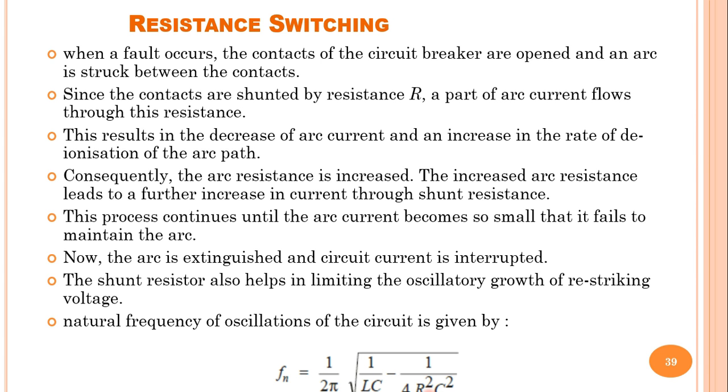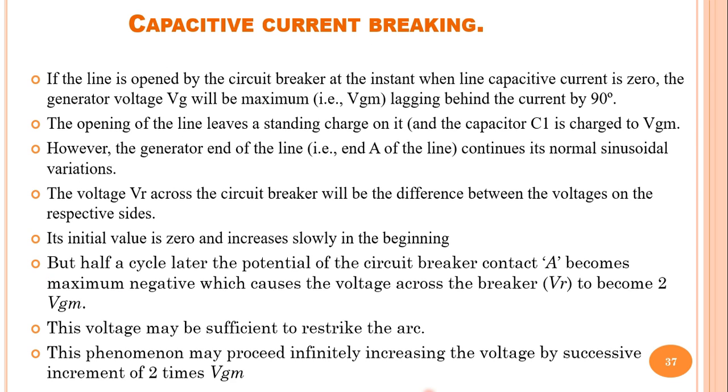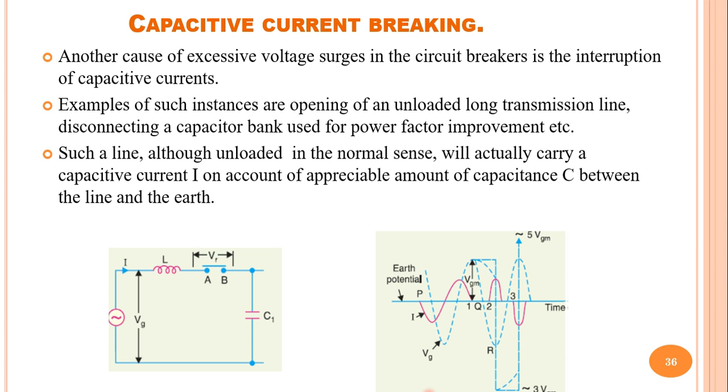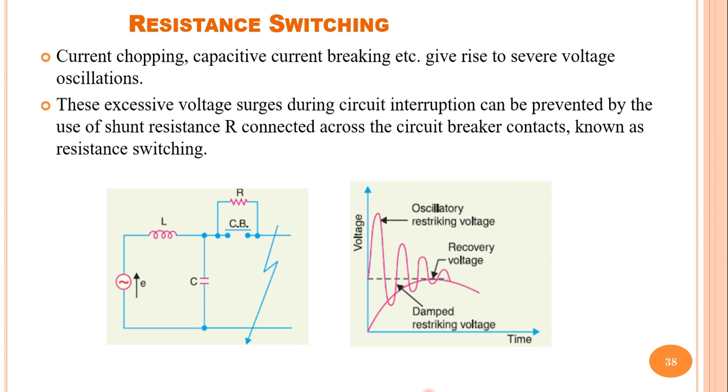So the main problems associated with circuit breakers are current chopping and capacitive current breaking. Current chopping is mainly associated with air blast circuit breakers, whose extinguishing power does not depend on the fault current. And in order to protect the circuit breaker from current chopping and capacitive current breaking, resistance switching is used. Thank you.